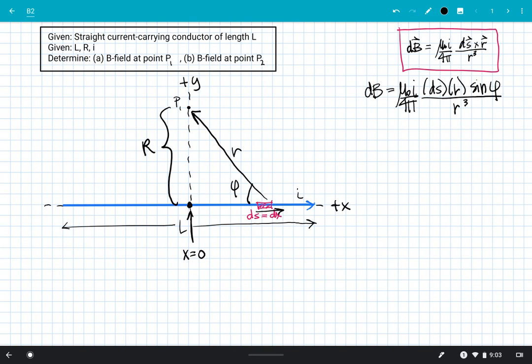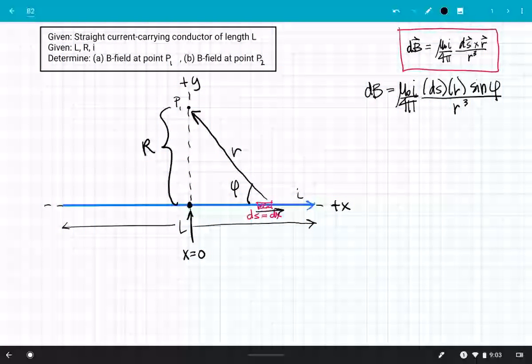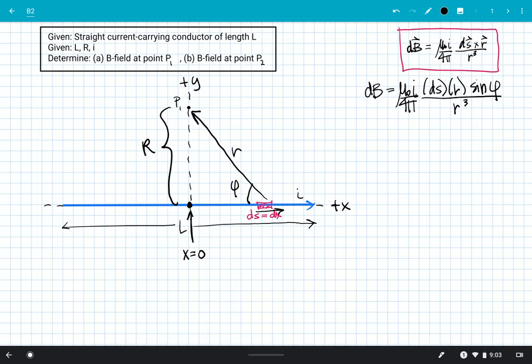I can now pop in my phi. Phi is the angle in between those two vectors. I usually use phi for something like this, where it's not a coordinate system angle. It's just an angle between two vector quantities in the problem.